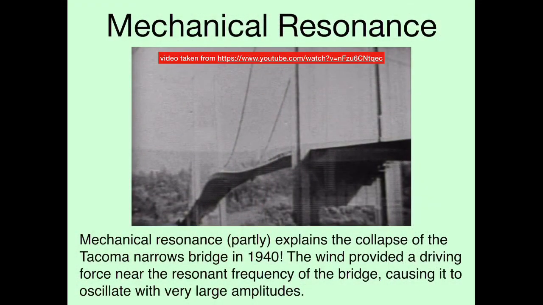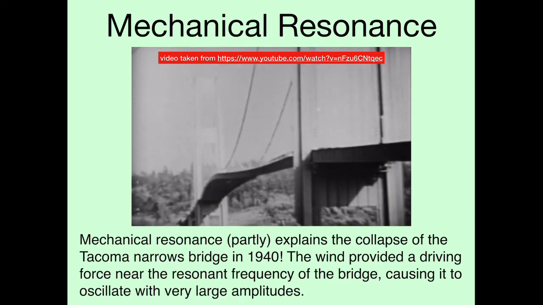So another example of mechanical resonance is something that I showed you at the very beginning of this lecture in the very first video from chapter 14, and that's the failure of the Tacoma Narrows Bridge. So this is a bridge that was built in Washington back in 1940. This bridge collapsed, and this is a video that I showed you before, which is showing what happened just before the bridge collapsed. So you can see that it's oscillating wildly with huge oscillations.